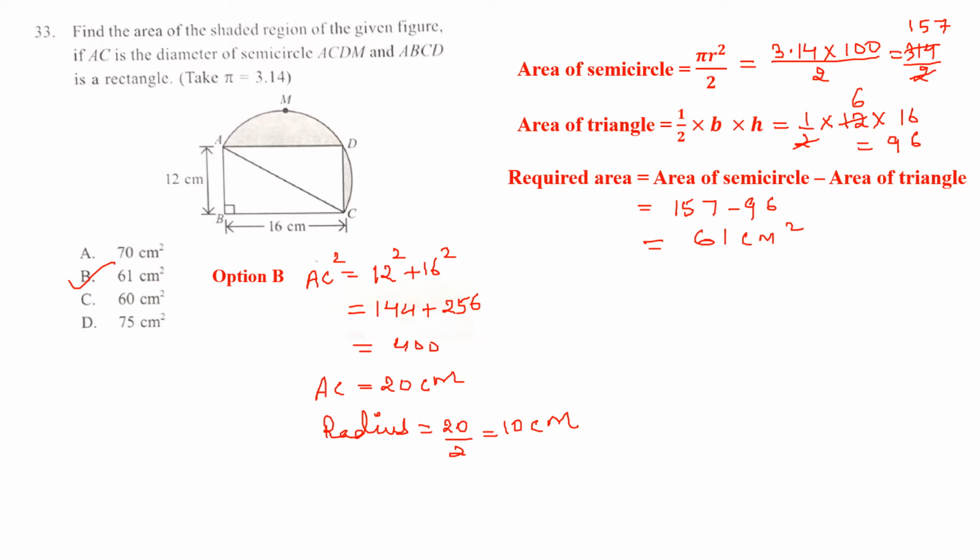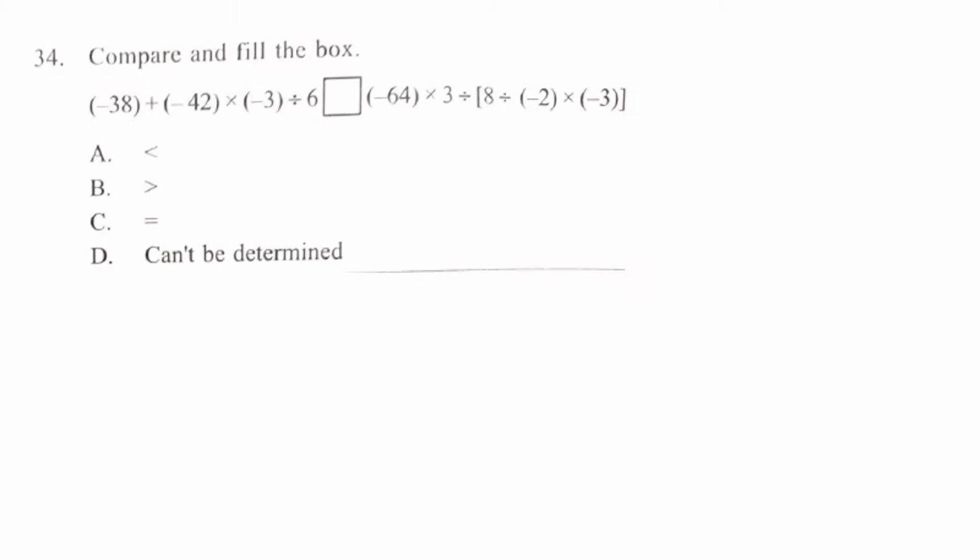Now moving to the next question. Question number 34. Compare and fill the box. So you have to find the value for both sides, this left hand side and right hand side, and only then can you compare it. Okay, so first of all, you have to find the value of this.